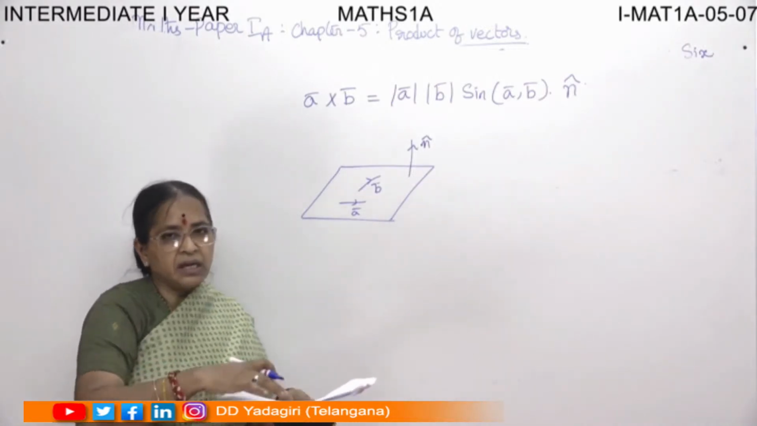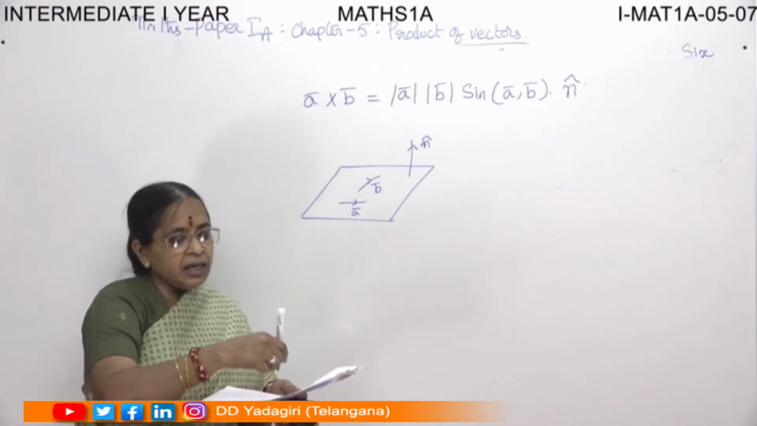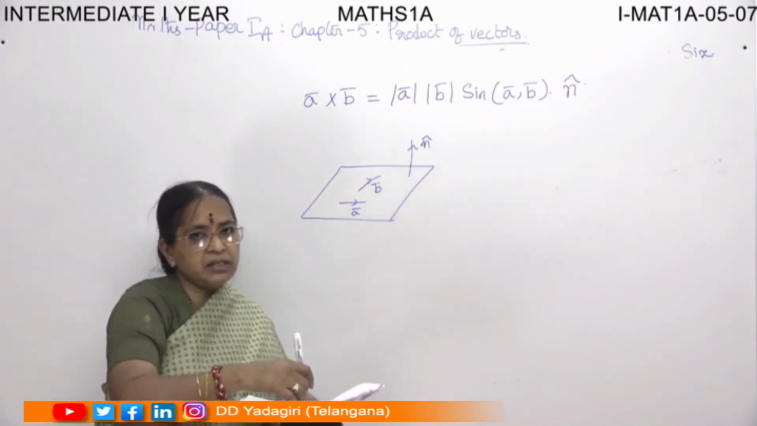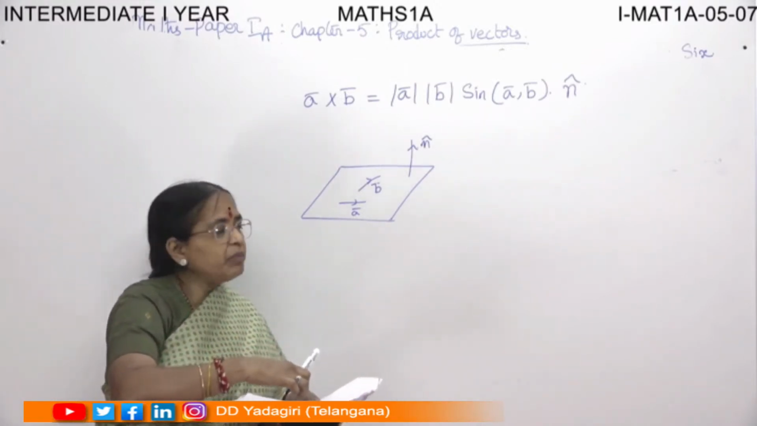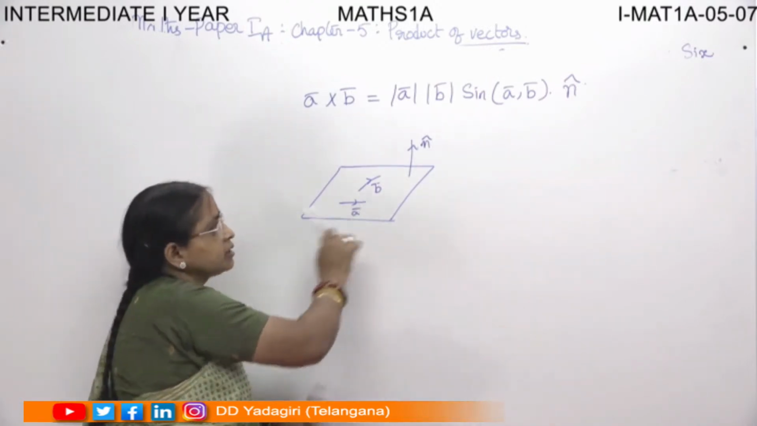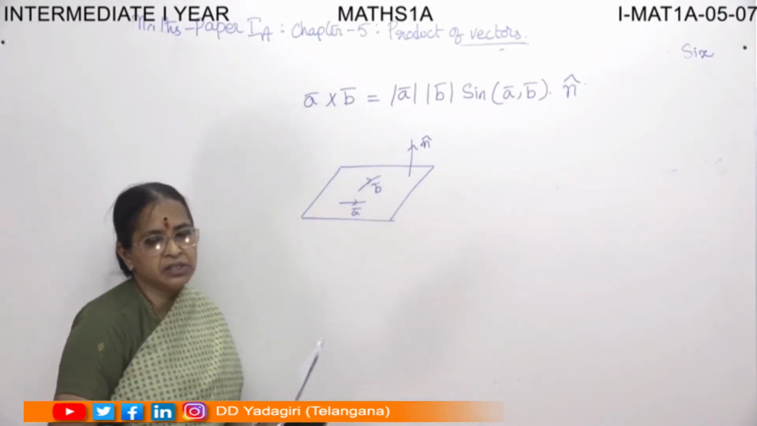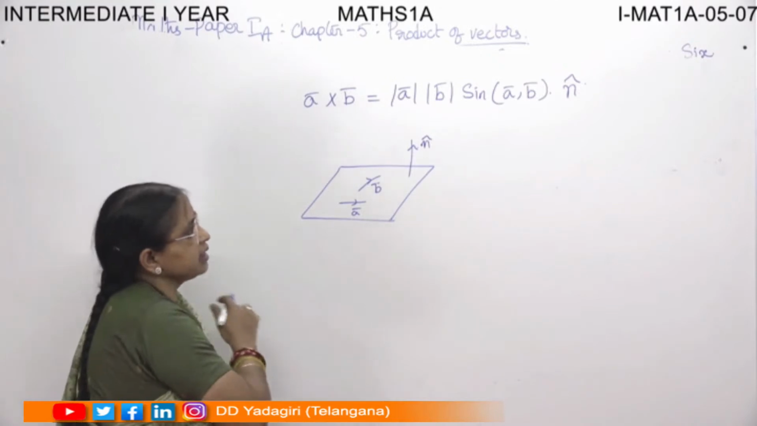Suppose the plane is containing A and B. These 2 vectors are here. N cap direction is this. From the plane it will be upwards and it is perpendicular to this plane. So A, B, n cap form a right-handed system of vectors. So this is the definition.